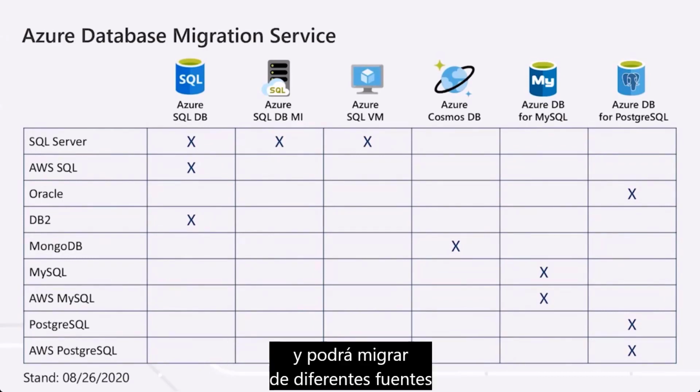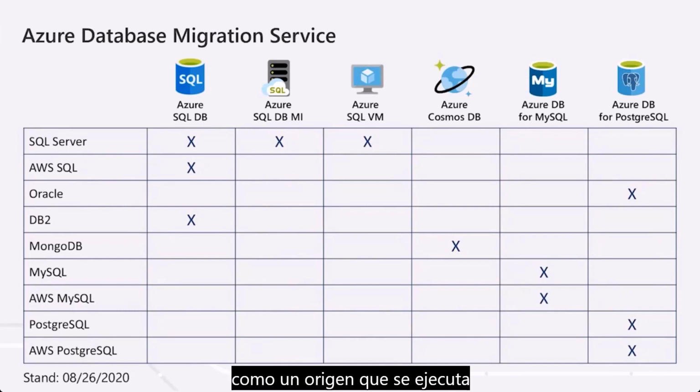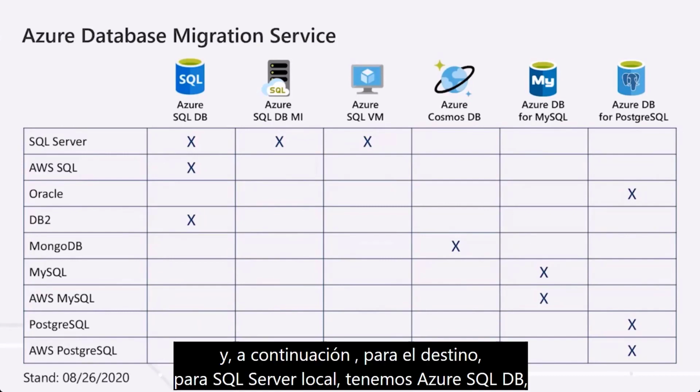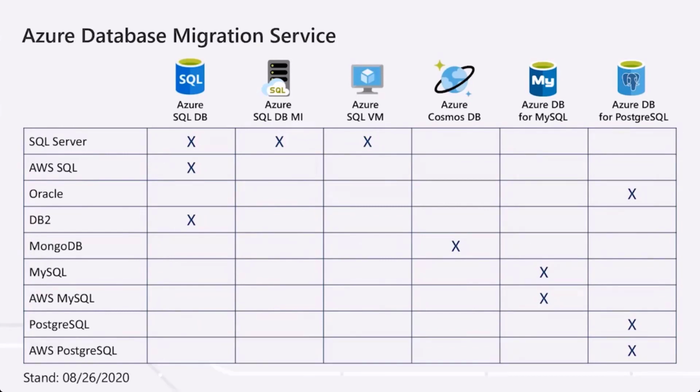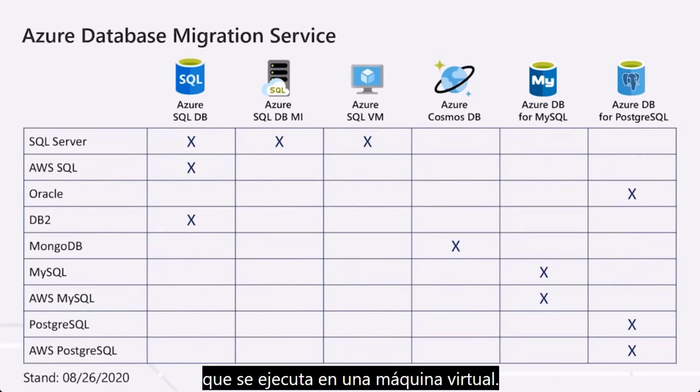And you're going to be able to migrate from different sources to different targets. For example, you see that we support SQL Server as a source running inside your premise or inside AWS. And then for the target, for SQL Server on-premise, we have Azure SQL DB, Azure SQL DB Managed Instance, or even Azure SQL running in a virtual machine, all right?